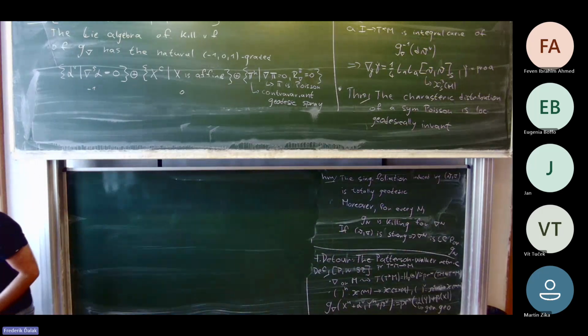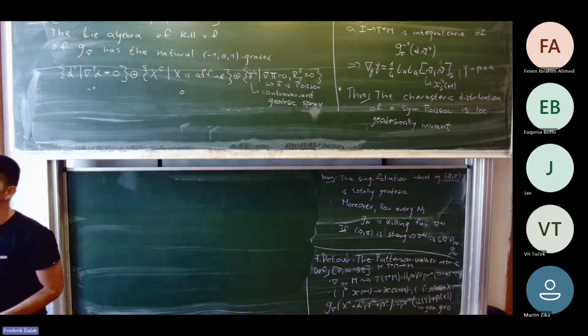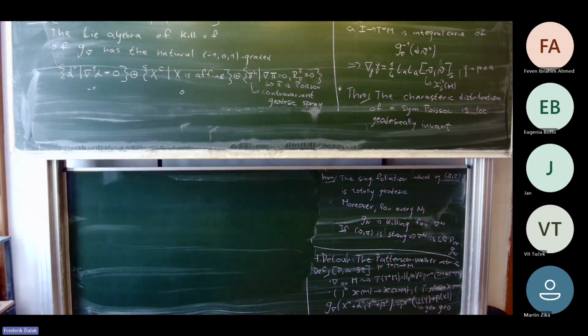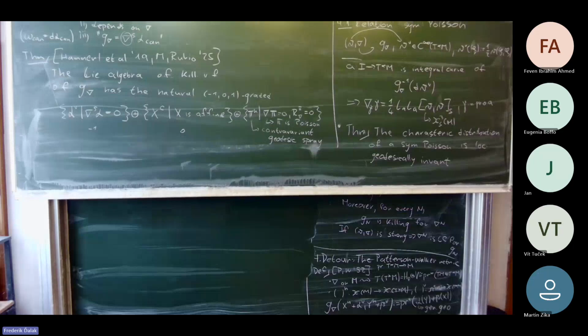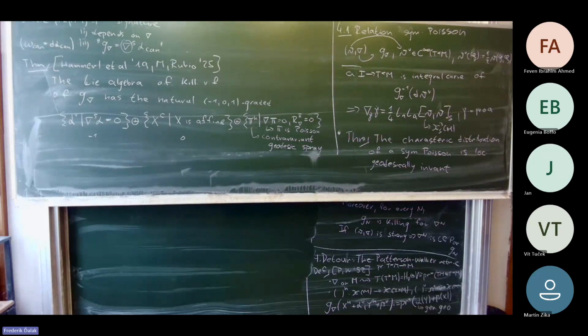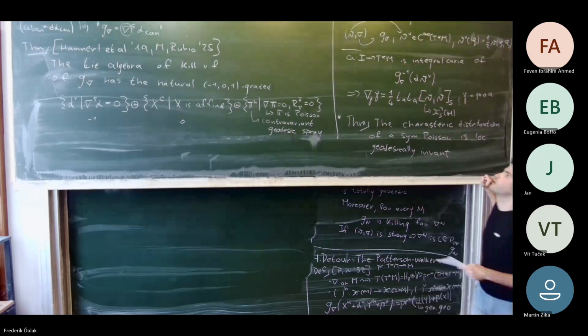May I ask you, the last theorem you mentioned, is it connected to the tangent or the cotangent? Sorry, on the situation of the tangent bundle? No, it's completely general. I have a manifold with a symmetric Poisson structure, and I know the geometric properties of the characteristic distribution.